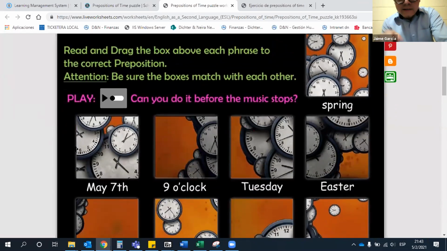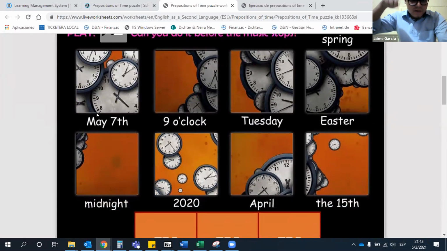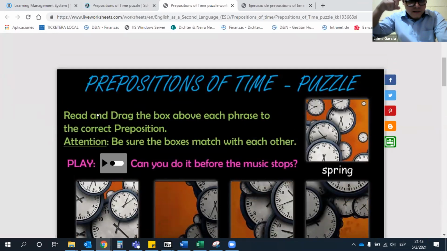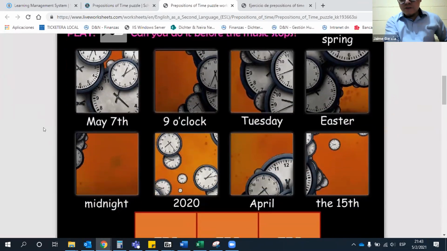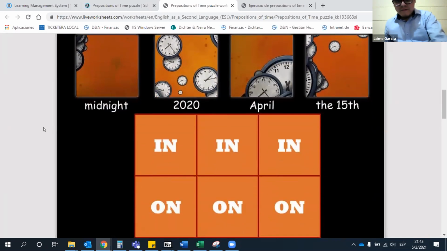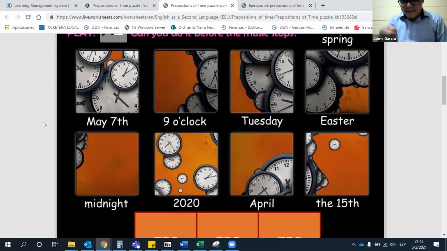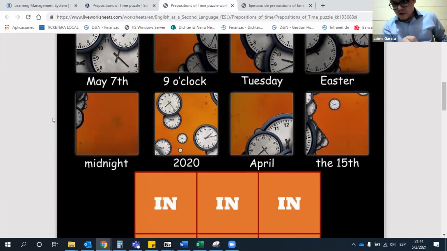You need to drag, Elizabeth, the box above each phrase. Let me read, scroll up. Drag the box above each phrase to the correct preposition, okay? For example, you have a spring, scroll down. You have May 7th, 9 o'clock, Tuesday, Easter, midnight, 2020, April, and the 15th. And you have the prepositions. So you're going to match the phrases with the correct preposition. But remember, this is a puzzle. Este es un rompecabezas.